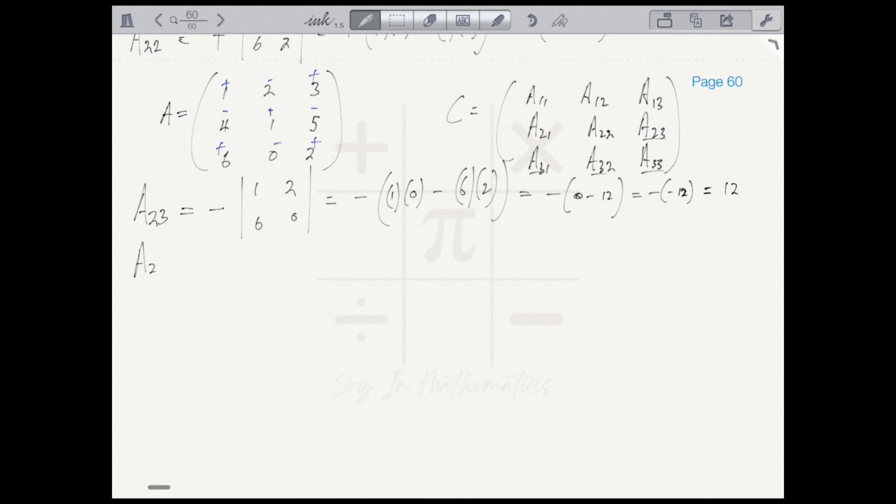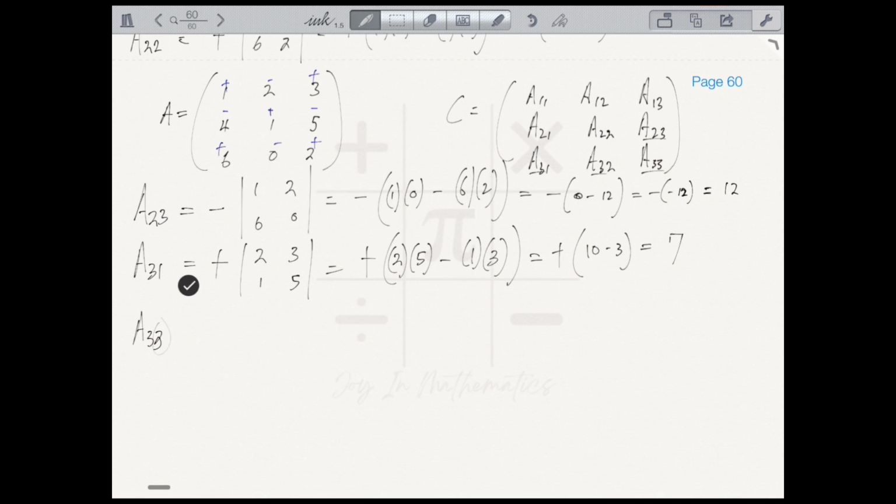All right, moving on to A31, which is the cofactor of 6. I write the place sign positive. Vertically, horizontally, we are left with 2, 3, 1, 5. So this will be positive of 2 multiplied by 5 minus 1 multiplied by 3, and this will give us positive of 10 minus 3, which is positive 7, simply 7.